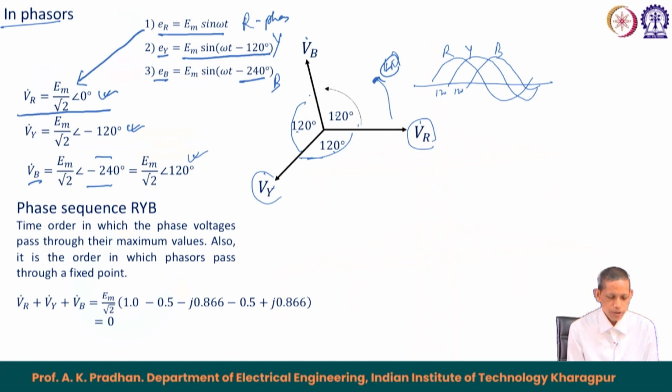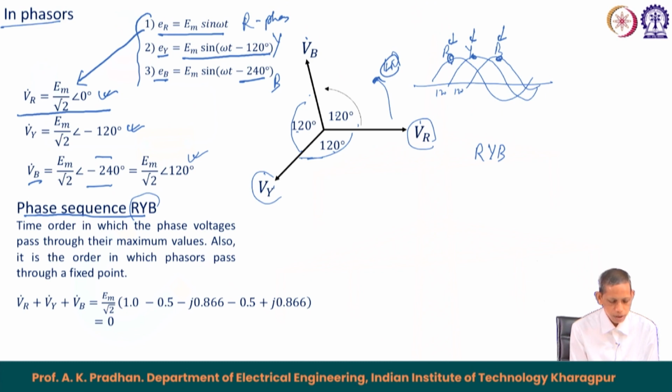Now, this is about the phasor representation of the corresponding sinusoidal three phase voltage quantities, the R, Y, B phases. Now, we call it phase sequence. There are different terminologies in three phase systems. Phase sequence R, Y, B. So, what do you mean by this? It is the time order in which the phase voltages pass through their maximum value. So, R comes first, Y comes then, and then comes the B. So, the phase sequence becomes R, Y, B.